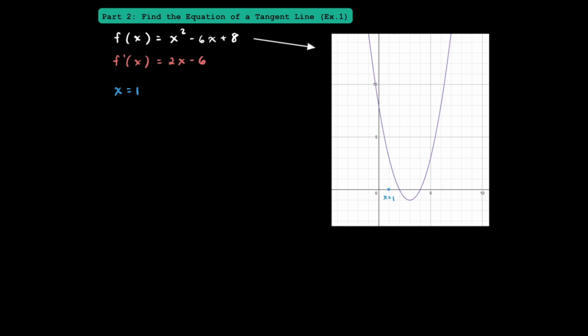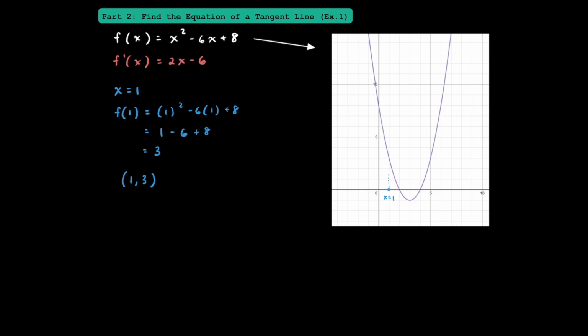If we're going to try to find the equation of a tangent line when x is equal to 1, let's find the y value, or f of 1. f of 1 is going to equal 1 squared minus 6 times 1 plus 8. 1 squared is just going to be 1, and 6 times 1 is just going to be 6, and we're going to add 8 here. 1 minus 6 is going to be negative 5, and negative 5 plus 8 is going to be positive 3. We just found that when x is equal to 1, y is equal to 3.